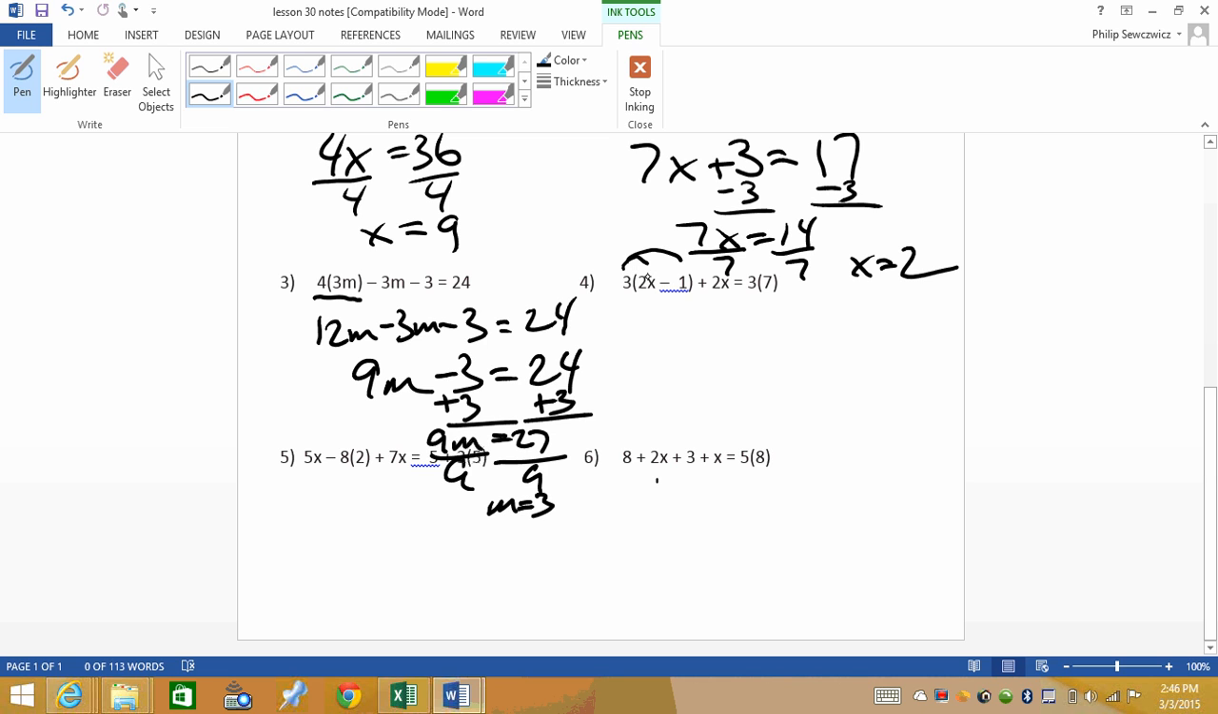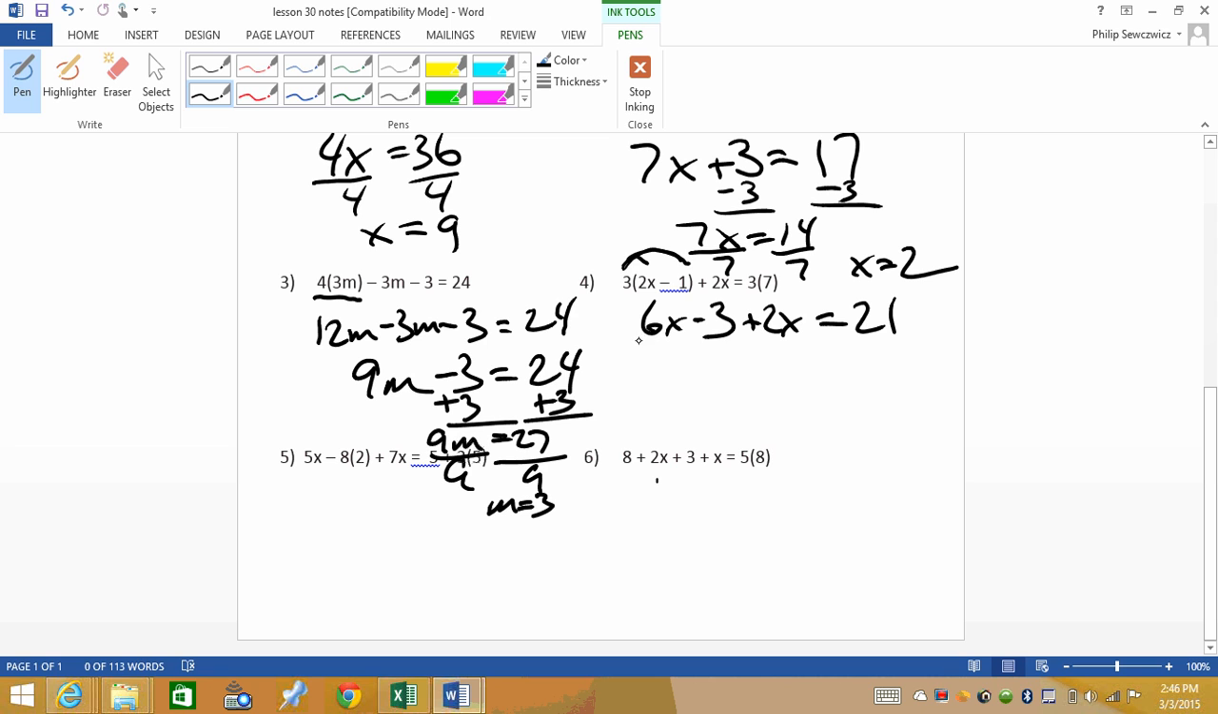So we can distribute. So 3 times 2x is 6x. 3 times 1 is a 3. Notice it's a subtraction sign, so we keep the subtraction sign. All right, the plus the 2x, it's not inside the parentheses, so it just comes along for the ride. And can you do 3 times 7? Yeah, that's 21.